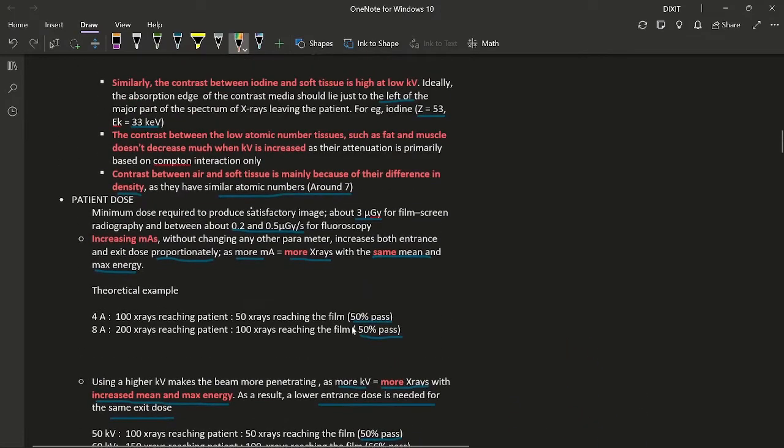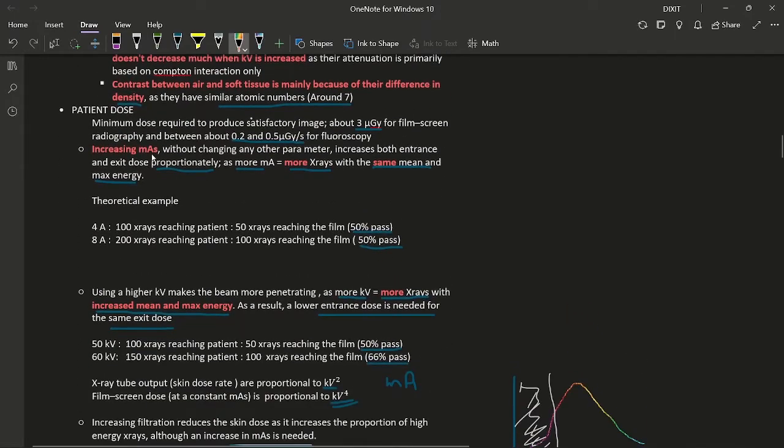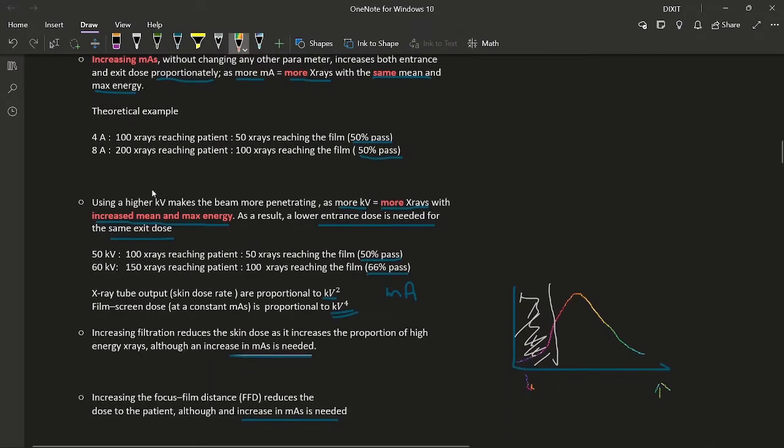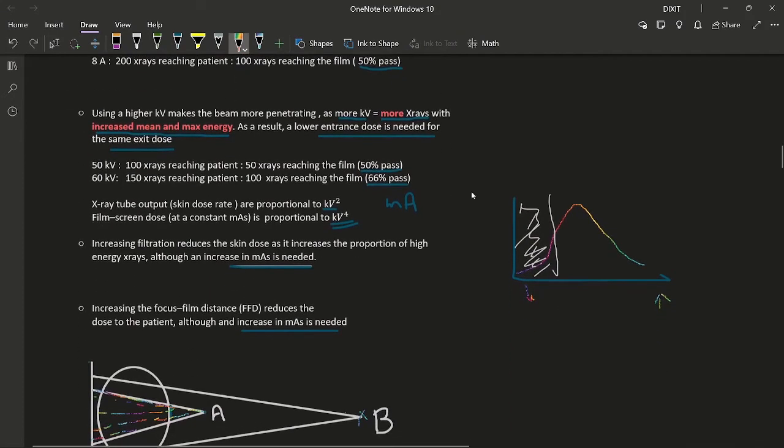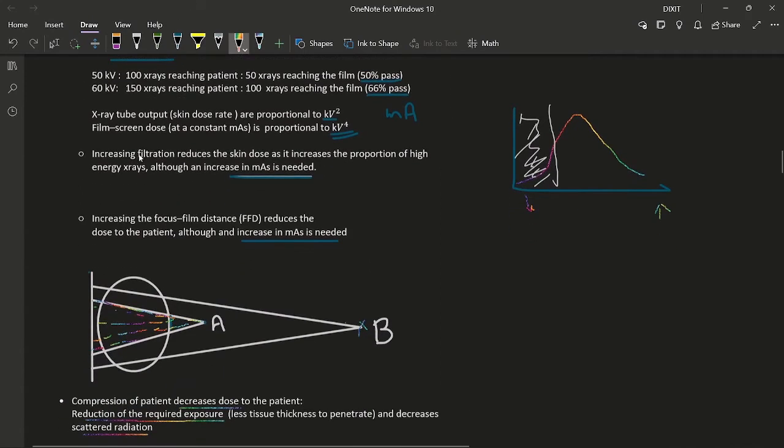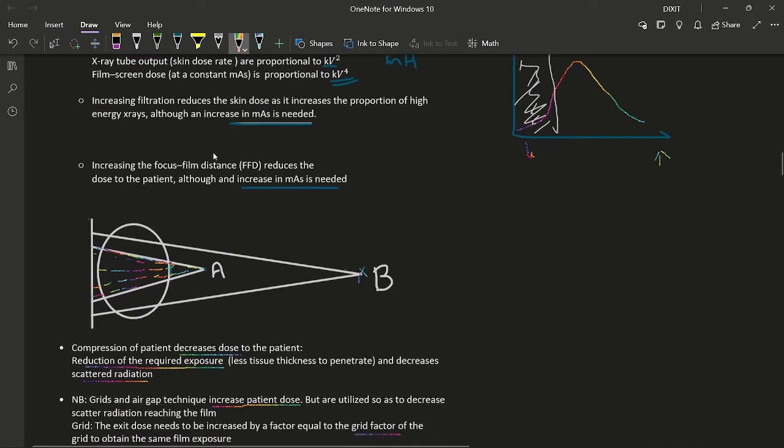Now just a small recap. Increasing mAs increases both entrance and exit dose proportionately, and it does not serve to decrease dose. By using a higher kV, we make the beam more penetrating, and that way we can actually decrease patient dose. Increasing filtration also decreases the patient dose, although a slight increase in mAs is needed.